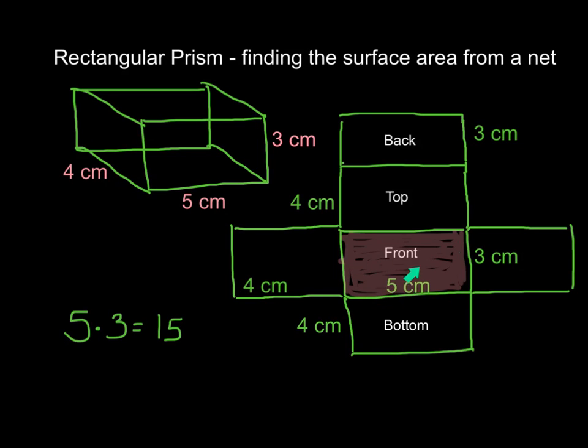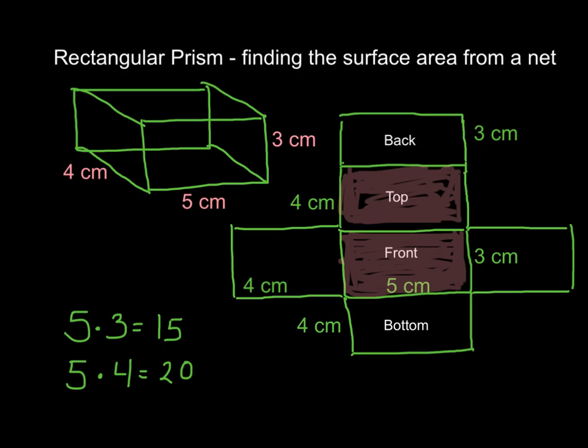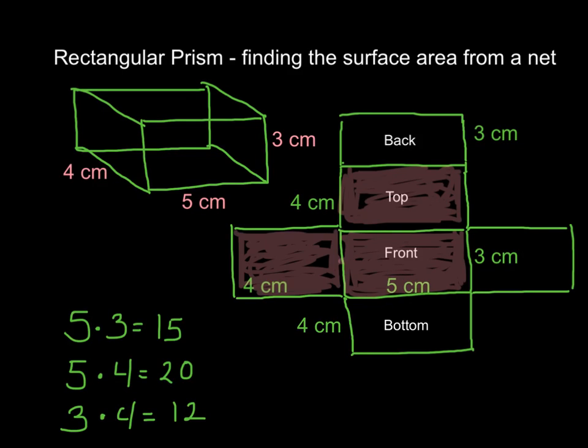It's 5 by 3, so you're multiplying 5 times 3, which equals 15. We're going to move on to the top, and the top is 4 by 5, or 5 by 4, either one, so that's going to equal 20. Go to one of the sides, which is 4 and 3, and that's going to equal 12. Because each of these faces has an opposite, or another one of them, we're going to double each of these.